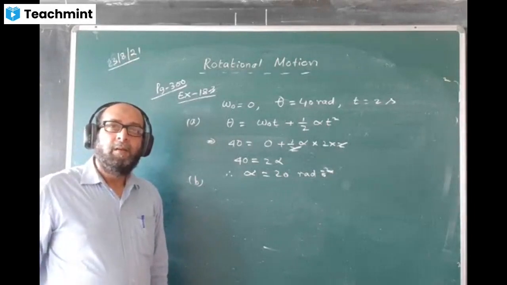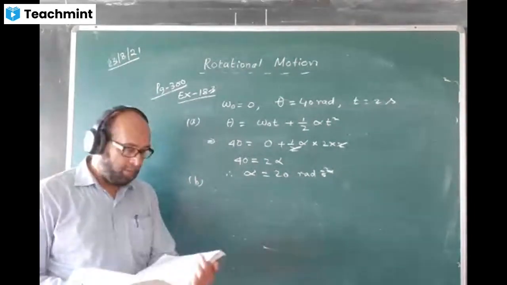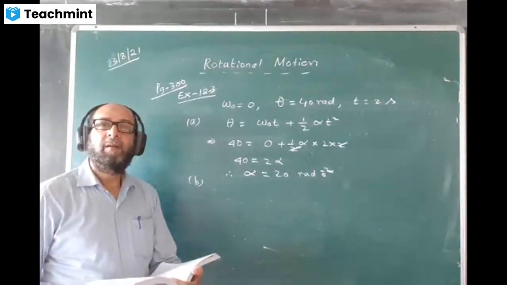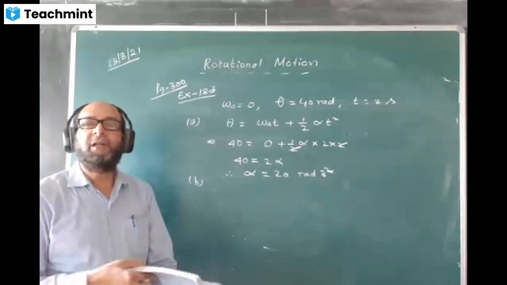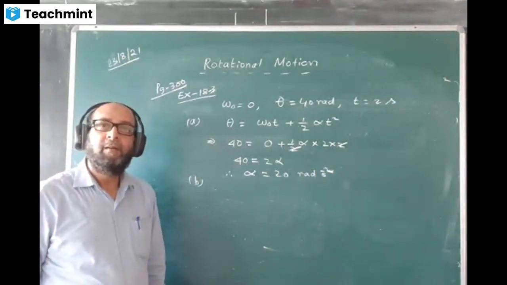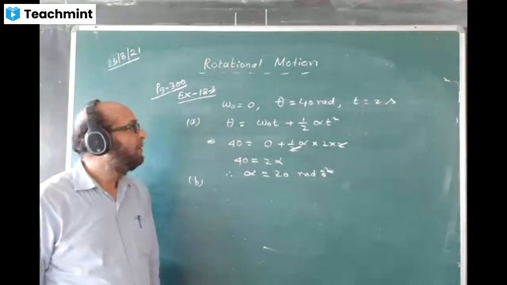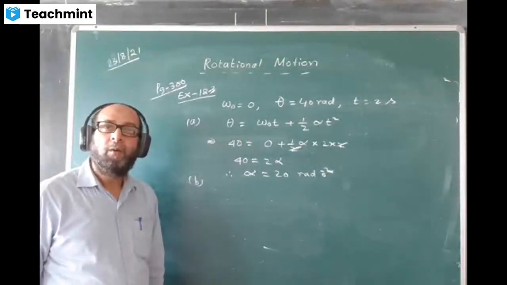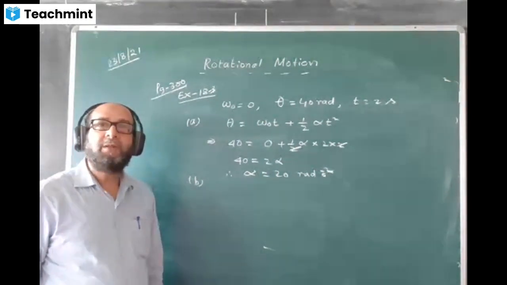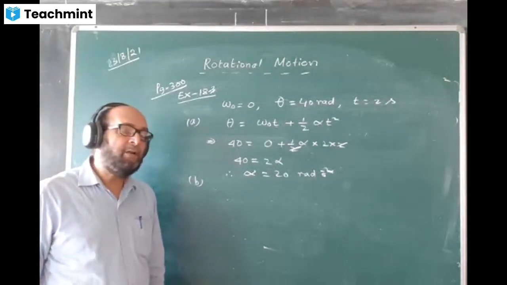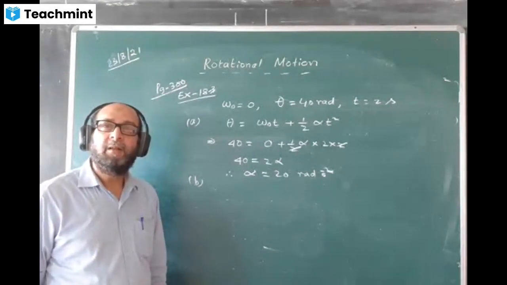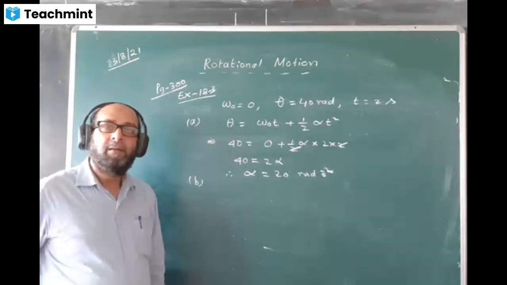Done. So we can use that acceleration formula also, sir? You can. So can we use the acceleration formula? Sir, 40 minus 0 upon 2. Which formula is this? I never knew. Sir, what is the acceleration formula? Alpha equal to omega minus omega naught upon t.